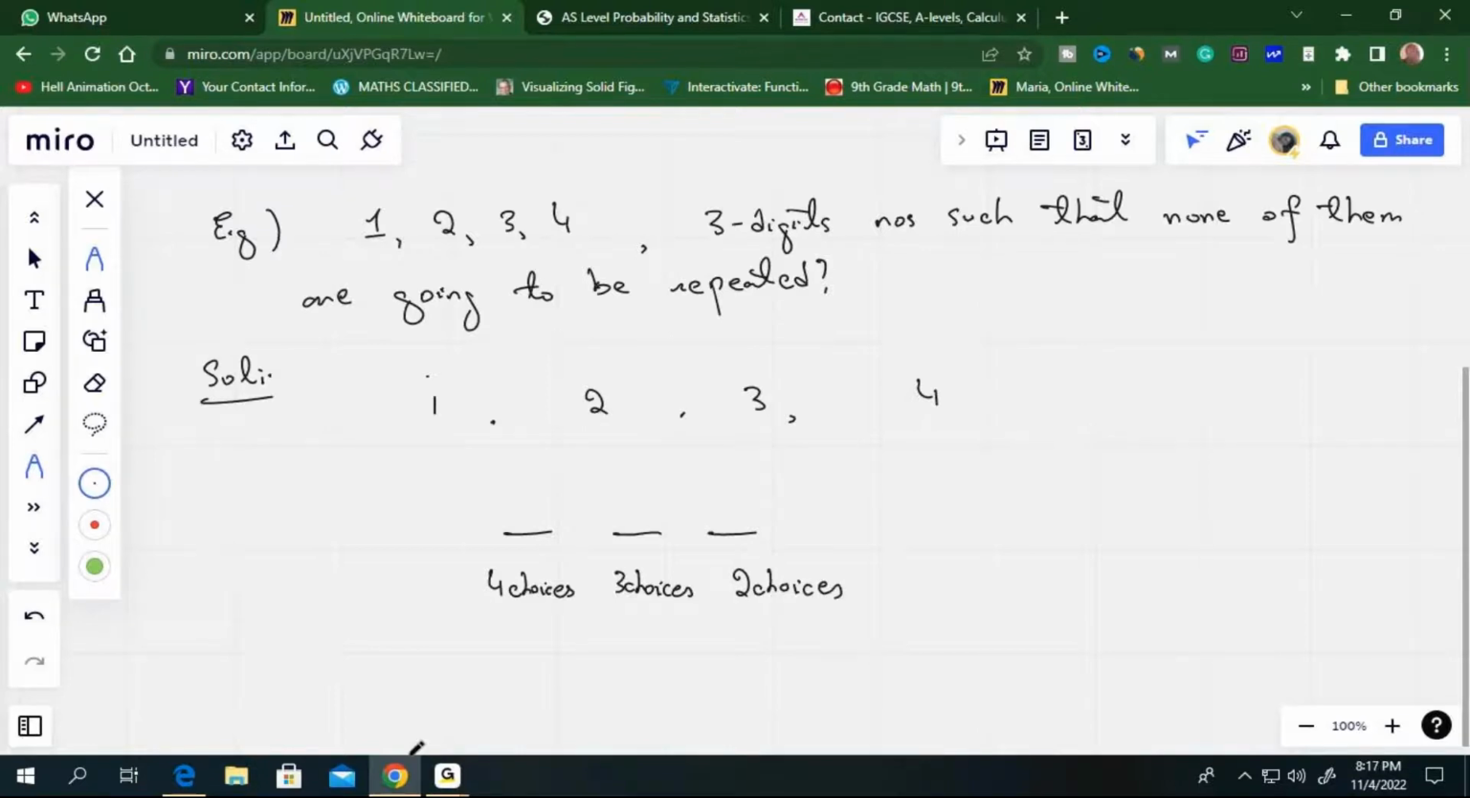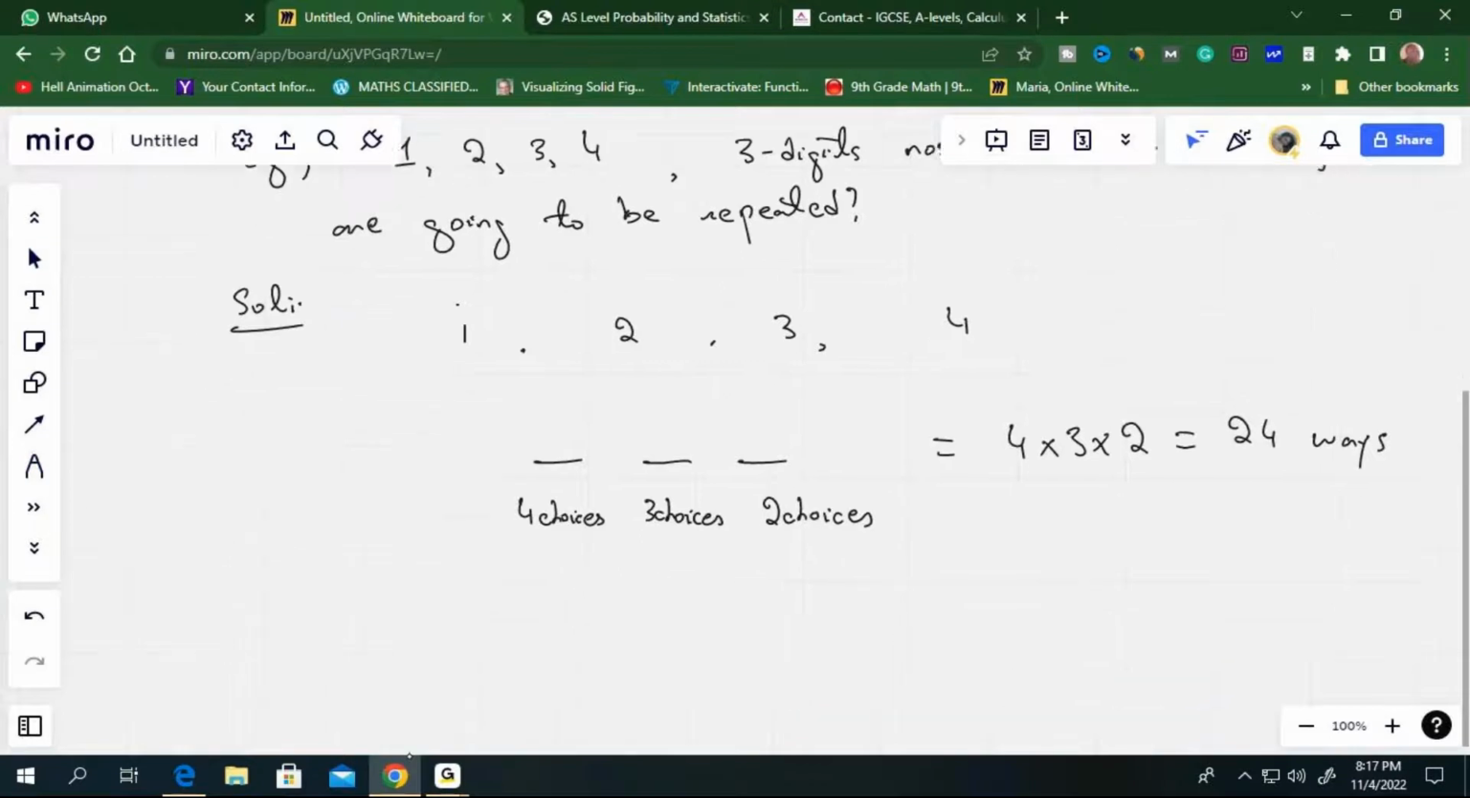So here, in the overall sense, you just multiply all the possible choices and write down 24. You have 24 unique ways to make three-digit numbers in such a way that none of the digits are repeated. That's it.